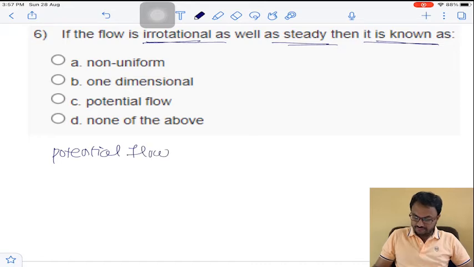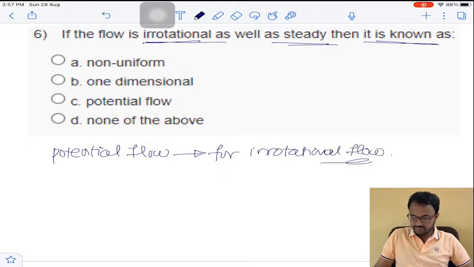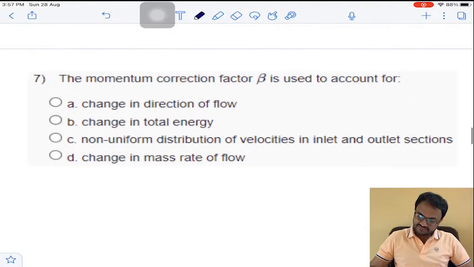Potential flow exists only for irrotational flow. Okay, so option C for question number 6. Next question.